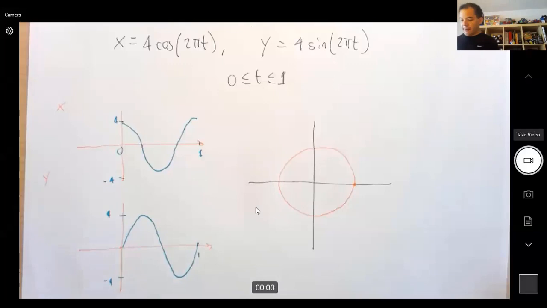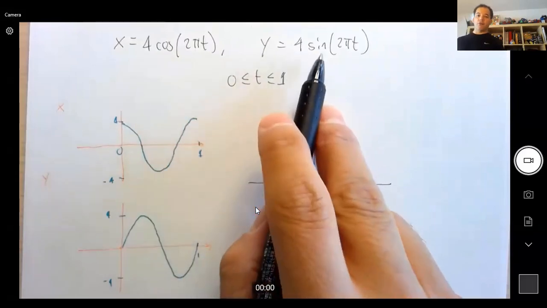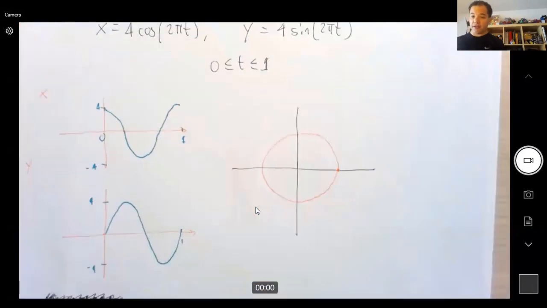Okay, so this is what we have. We have x equals 4 cosine 2 pi t, y equals 4 sine 2 pi t. And the idea here is to think of something that relates cosine and sine, right? And what is it? Well, we have this beautiful classical identity that we use all the time: sine squared plus cosine squared equals 1. So let's use that one here.